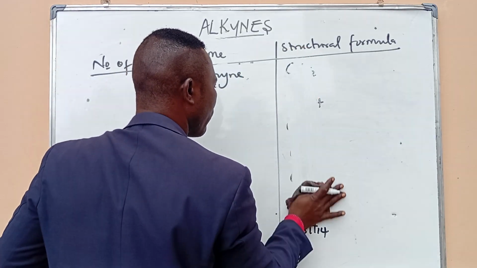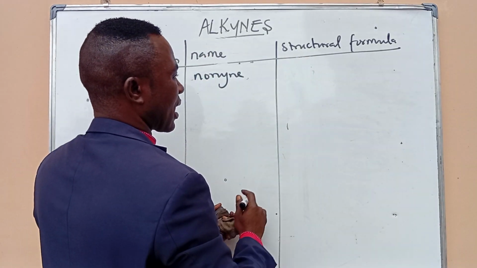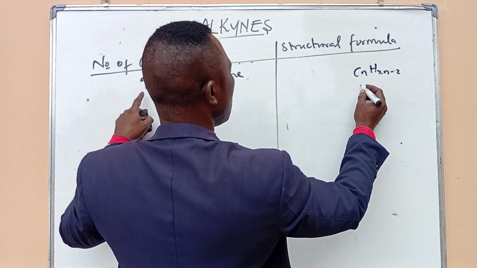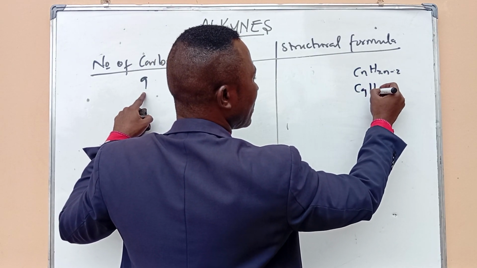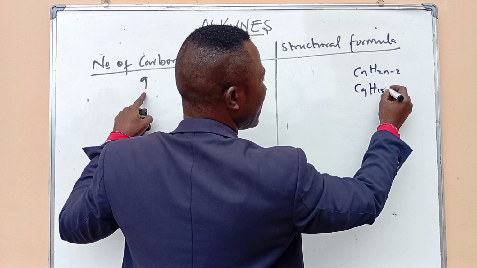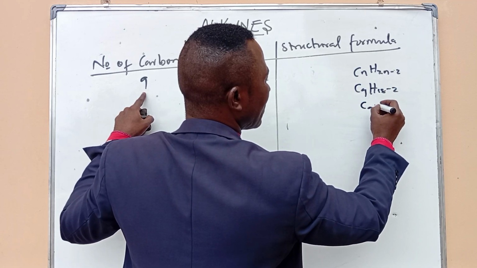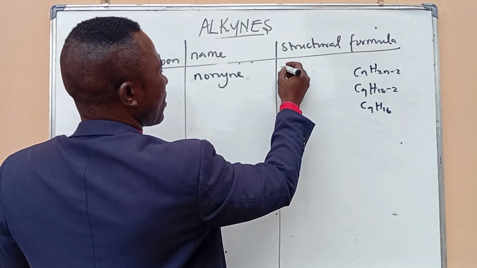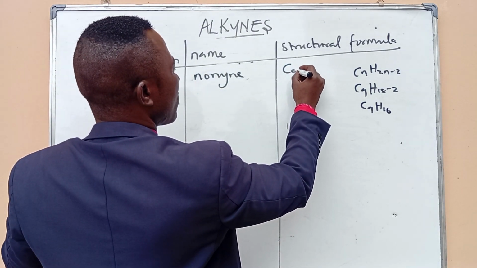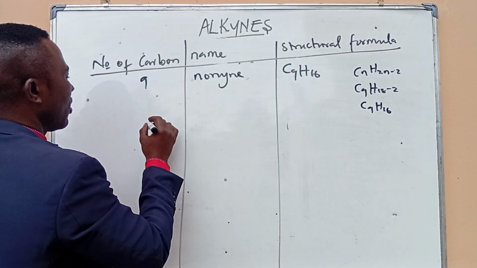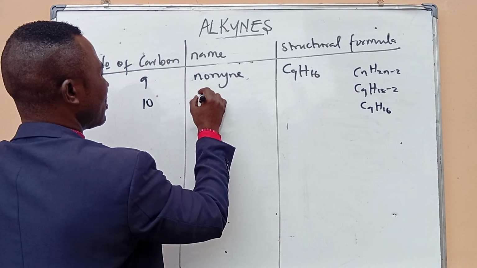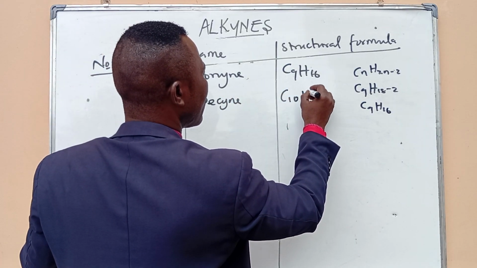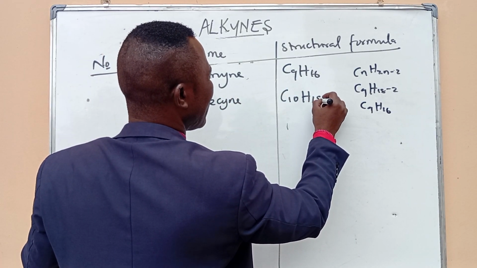Remember the general molecular formula CnH2n minus 2. So when you put 9, it becomes C9H, 2 times 9 is 18, minus 2, and that is C9H16. Number 10 is decyne. Decyne is C10H18.